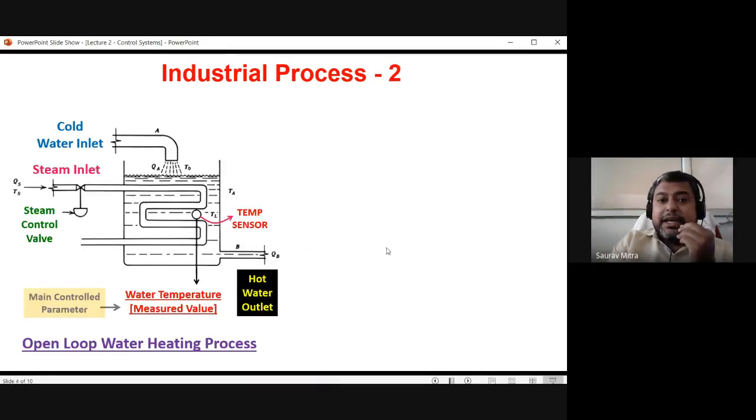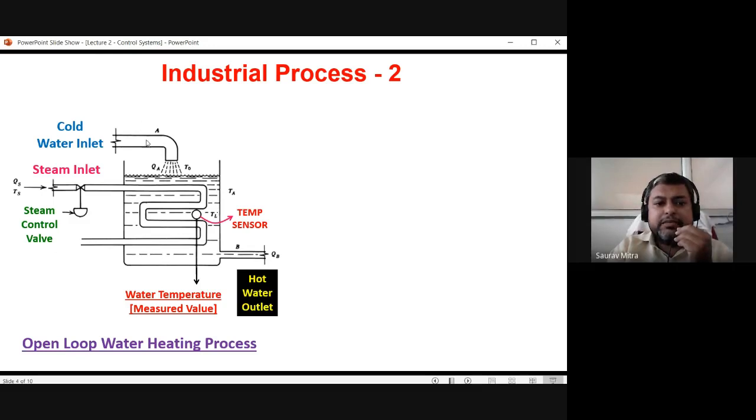Next, we are going to see an industrial process number 2. Okay, so this is also an industrial process. I would like you to see here. We will understand the process first. So this is a water bath, and the water inlet is coming from the top. There is a cold water inlet, and we want hot water at the output. This is the main agenda.